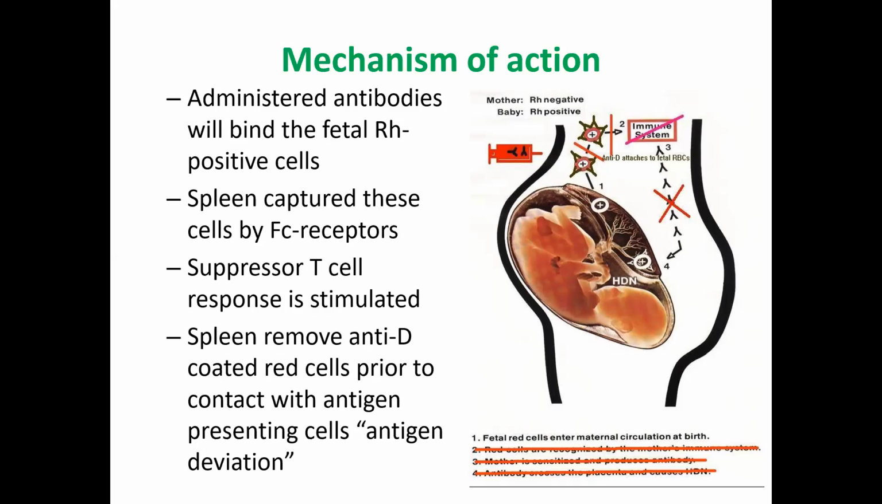And they can suppress the T cell response system. Like the T cell response is the maternal T cell response. T cell response is when any foreign body enters the body, immediately the T cells are stimulated and produce antibodies against that particular antigen. Okay, so it will suppress the T cell response that is stimulated from the maternal side. The spleen removes the anti-D coated cells prior to contact with the antigen presenting cells.